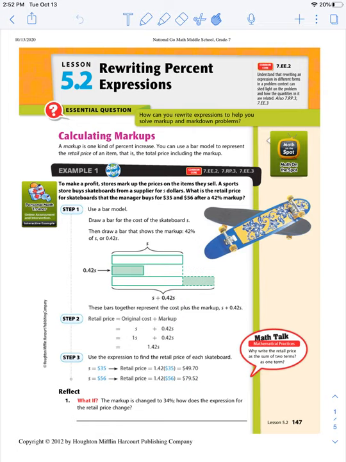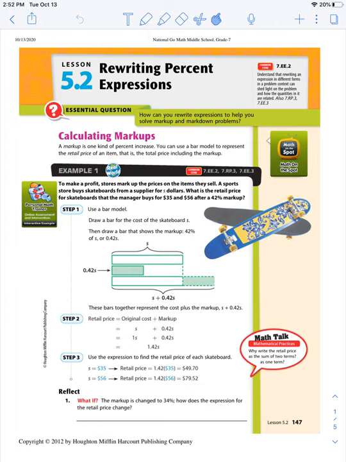Okay, so example 1. To make a profit, stores mark up the prices on the items they sell. A sports store buys skateboards from a supplier for $S. What is the retail price for skateboards that the manager buys for $35 and $56 after a 42% markup?